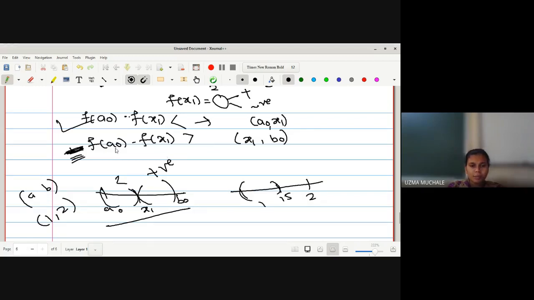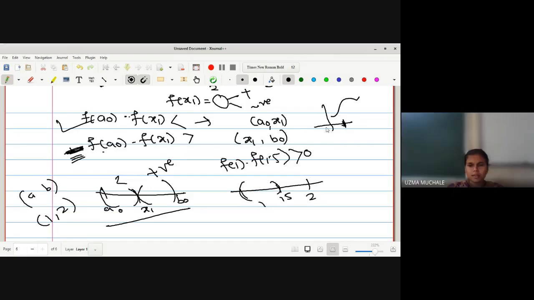Now suppose f of a0 into f of x1 is greater than 0, that means f of 1 into f of 1.5 is greater than 0. What will happen then? By intermediate value theorem, the root is not going to be in the starting interval. Because if both are of the same sign, that means your curve is here only. It is not going to touch your axis. Getting me?